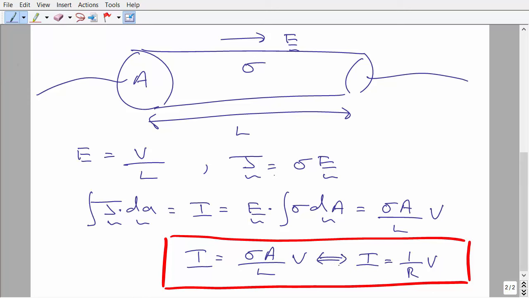to I is equal to 1 on R times V. So in other words, 1 on R is equal to sigma A on L. So as the conductivity increases, the resistance of the material decreases. That makes sense. As the area increases, the resistance goes down, and as the length increases, the resistance goes up. So this is our new form of Ohm's law, and we'll find this to be fairly useful as we progress through our study of dynamics, so time-dependent phenomena.